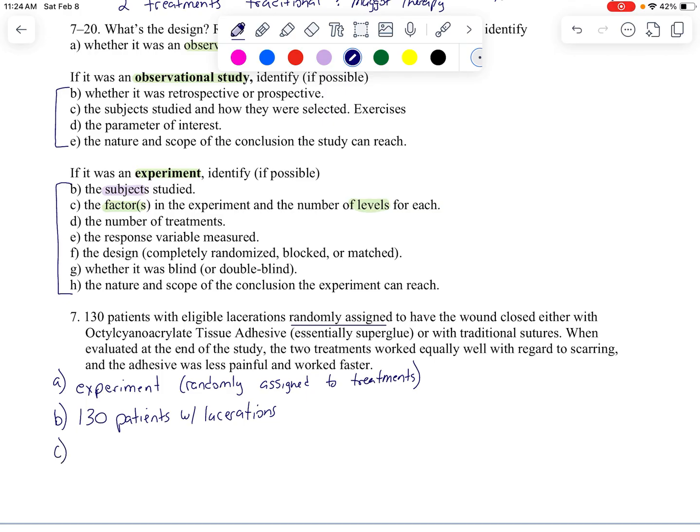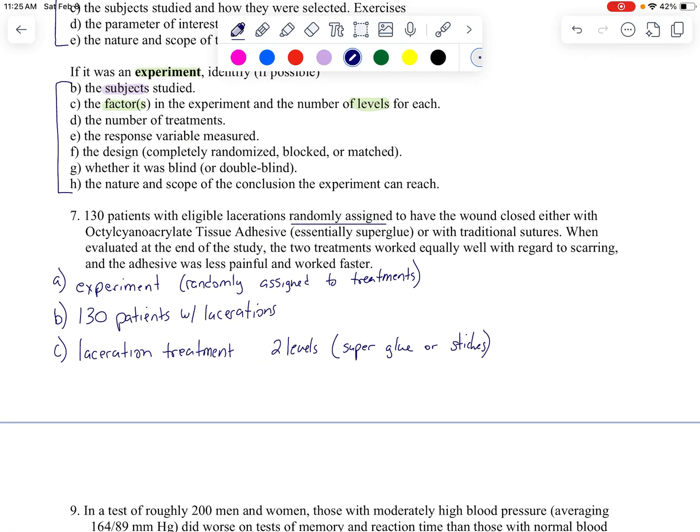Okay. Part C. Now we're after the factor and the number of levels. So the factor is what we're going to change. In this case, it's the laceration treatment. It is going to occur at 2 levels. Super glue or stitches. I'm going to run out of space here. I probably should have moved that over. So let's move this over.